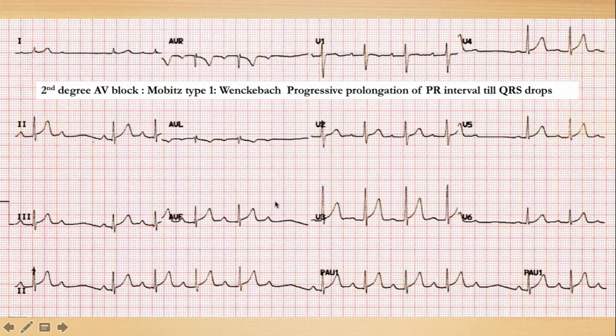And then second degree AV block, or Mobitz type 1, or Wenckebach block. So remember those names, Wenckebach or Mobitz type 1. Second degree block is going to be when we see that there is progressive prolongation of the PR interval until the QRS complex drops. So the PR you can see is getting longer and longer, and then finally the QRS is going to drop here. So that's how we call it Mobitz type 1 or second degree AV block, and also called Wenckebach.